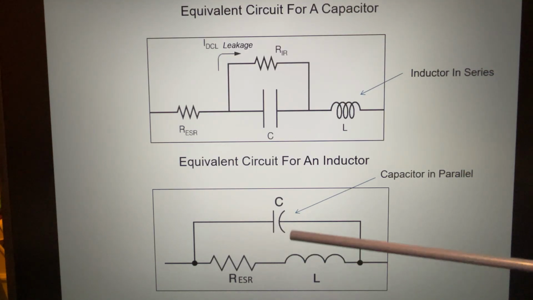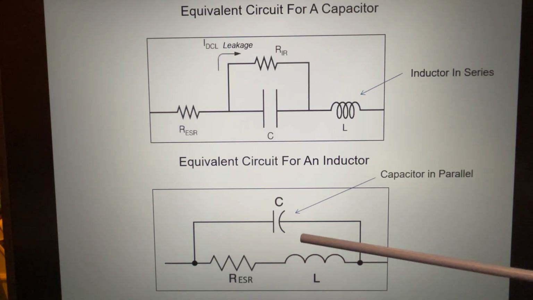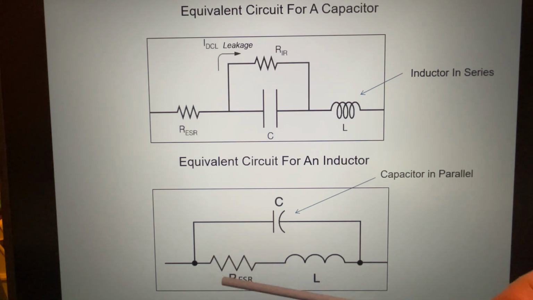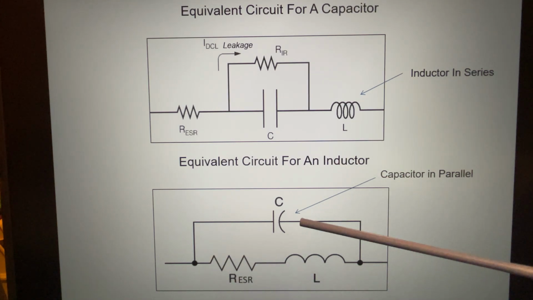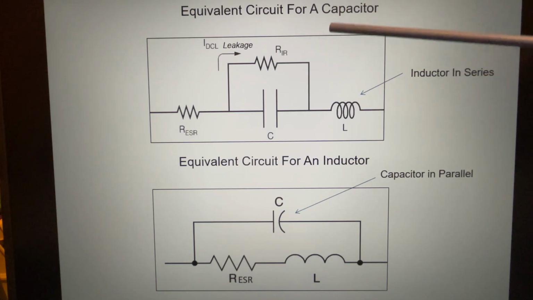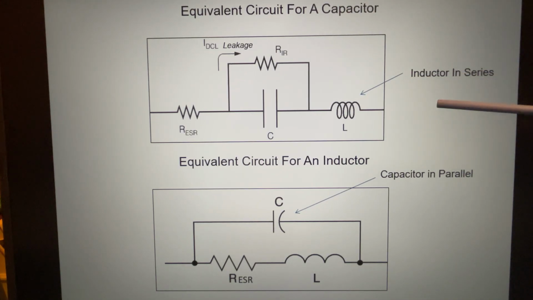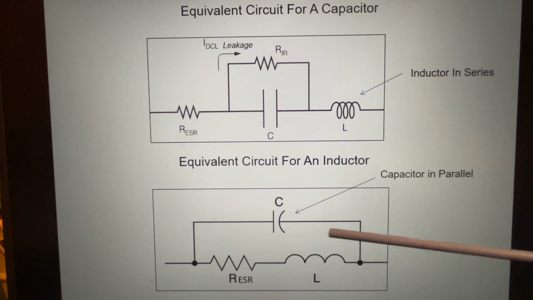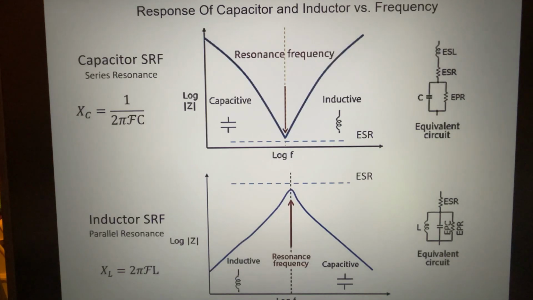And on the bottom here, we're talking about the equivalent circuit of an inductor. So yes, we have our inductance, but we also have our equivalent series resistance and capacitance. Now, the important point here is for a capacitor, the inductance is in series, and for an inductor, the capacitance is in parallel. And why is that important? Well, let's take a look at the next slide and we'll explain that for you.